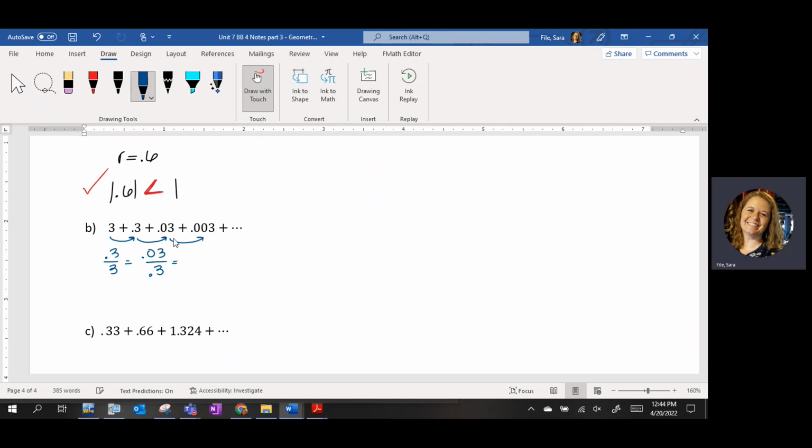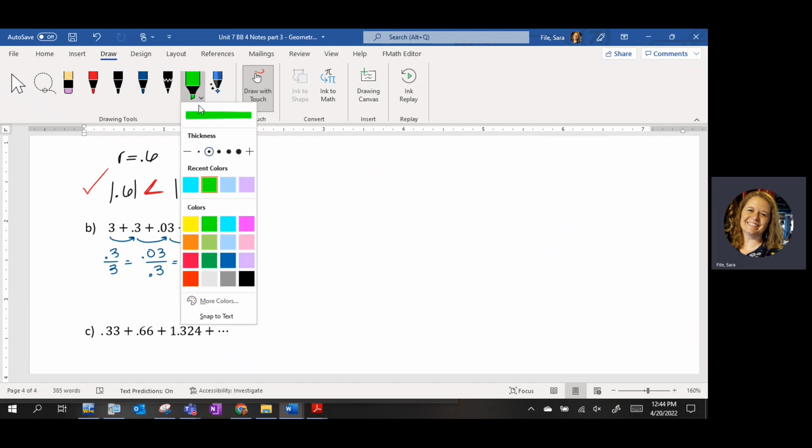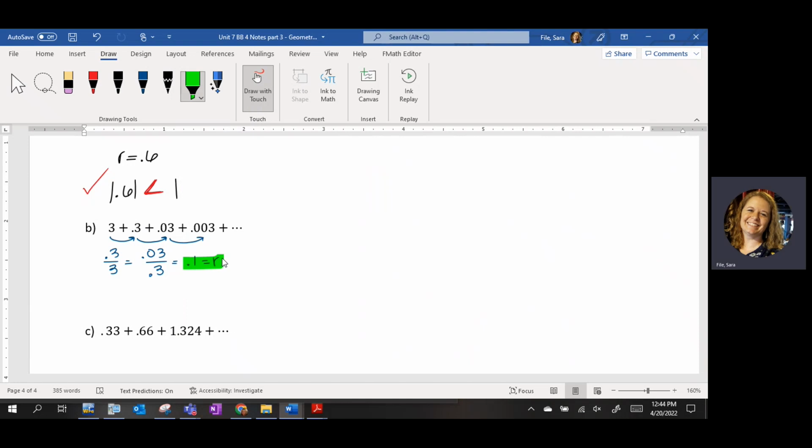Or any of those. When we do that, they all come out the same. That is 0.1. So that's R. R is 0.1. So we ask ourselves, can we even get a sum here? Yes, because 0.1 is again less than 1. So yes, we are going to be able to find a sum here because this is less than 1.